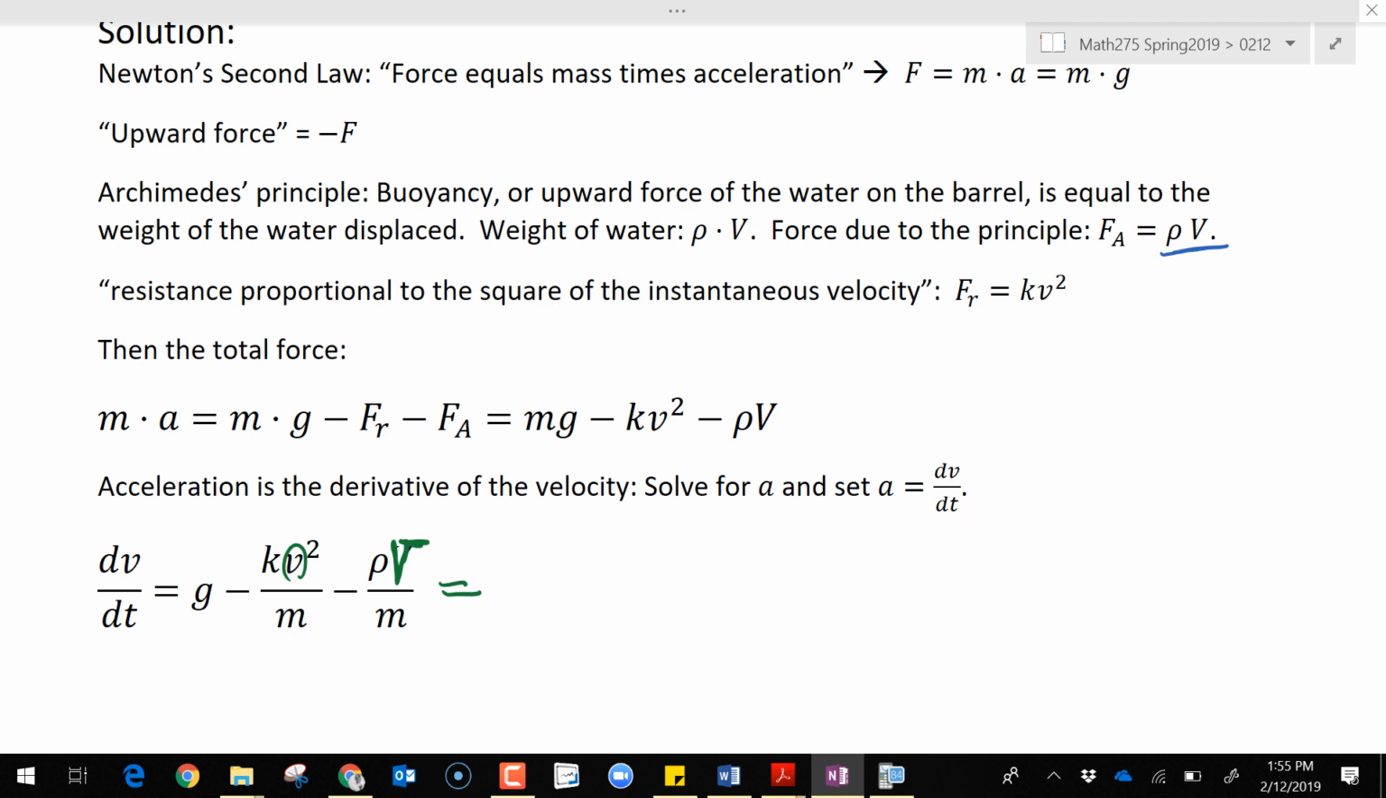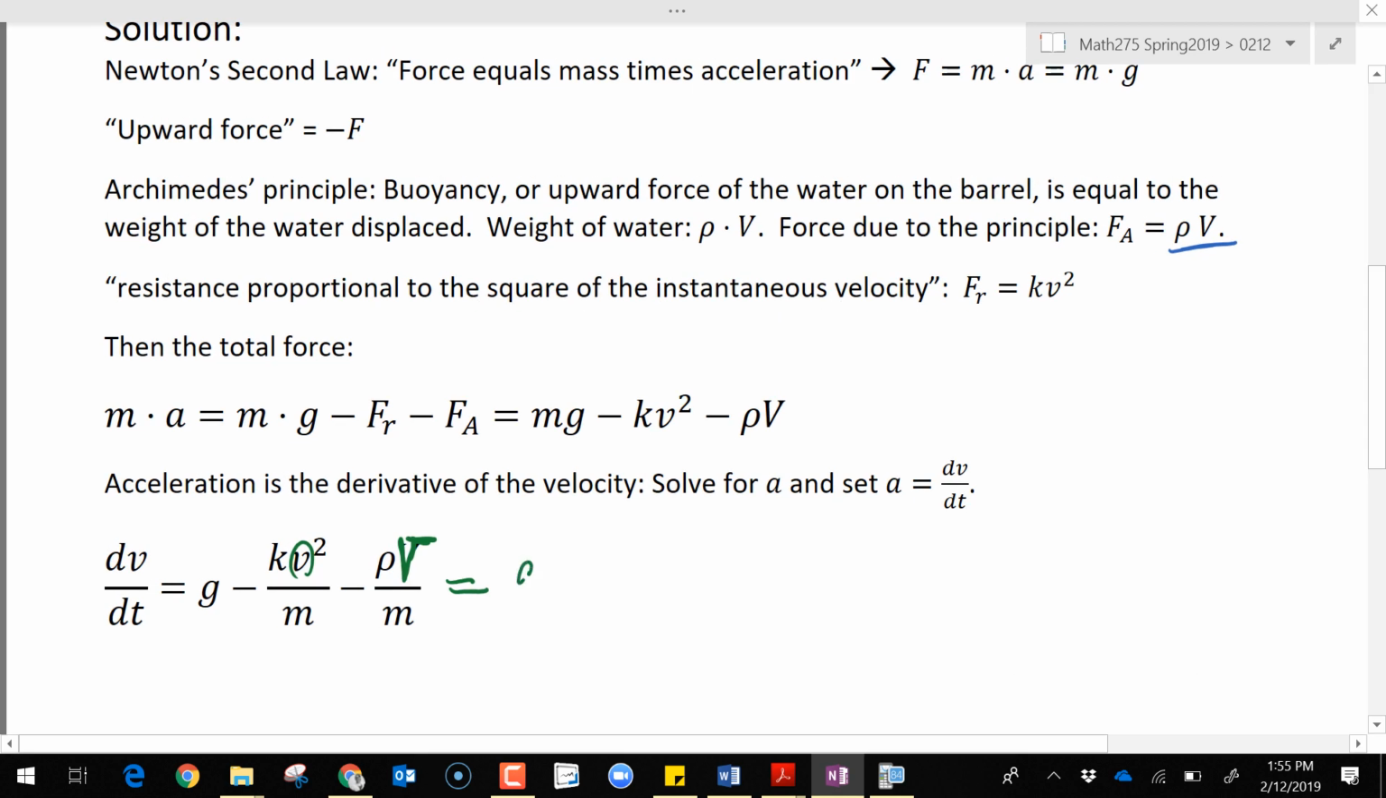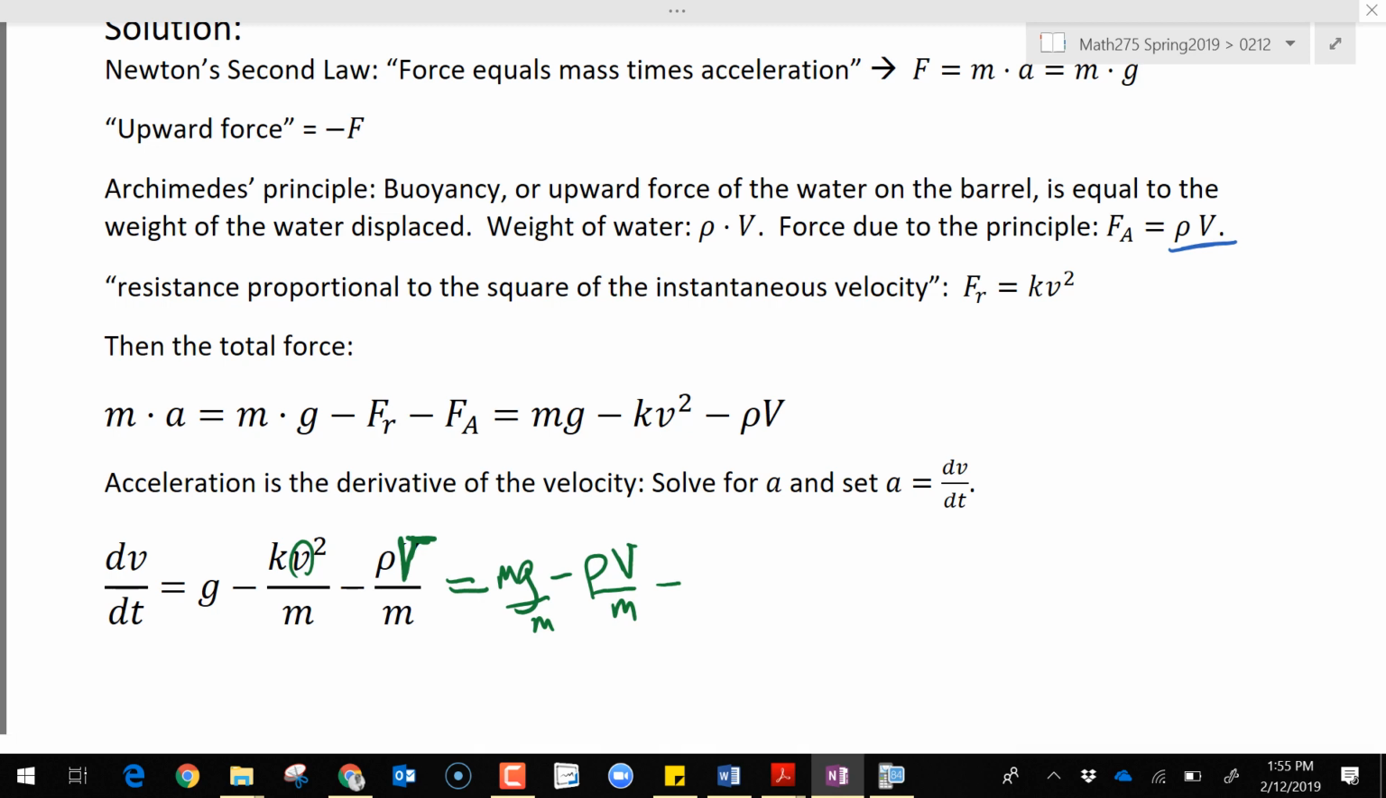So let me gather the g minus rho V divided by m, and maybe even divide this by m. So maybe mg. I don't know if we can use exact. I mean, it's separable, so we could just use a separable differential equation method.